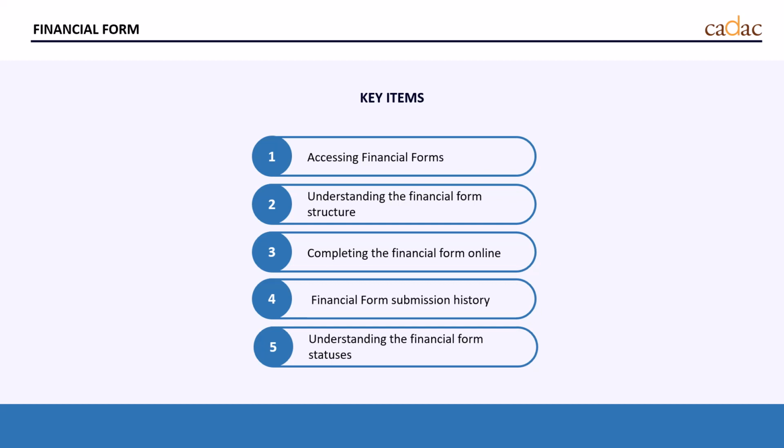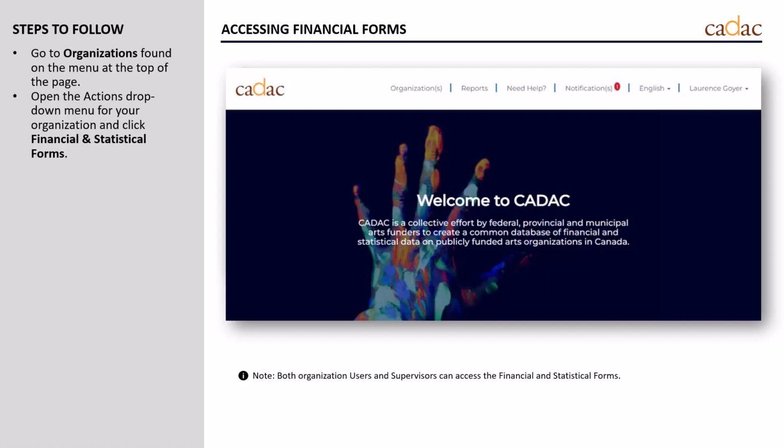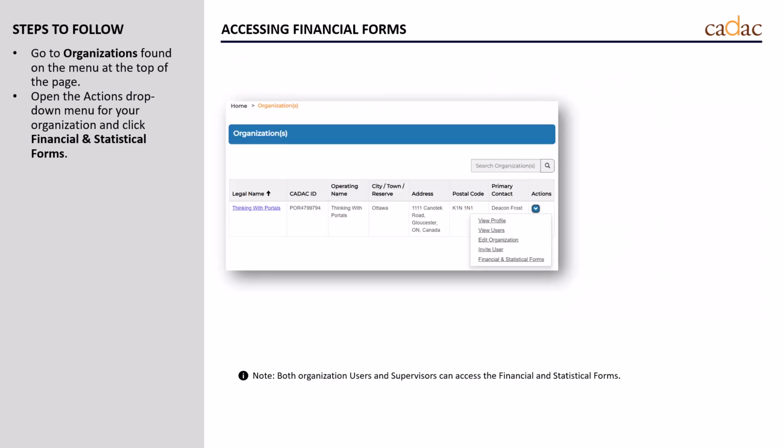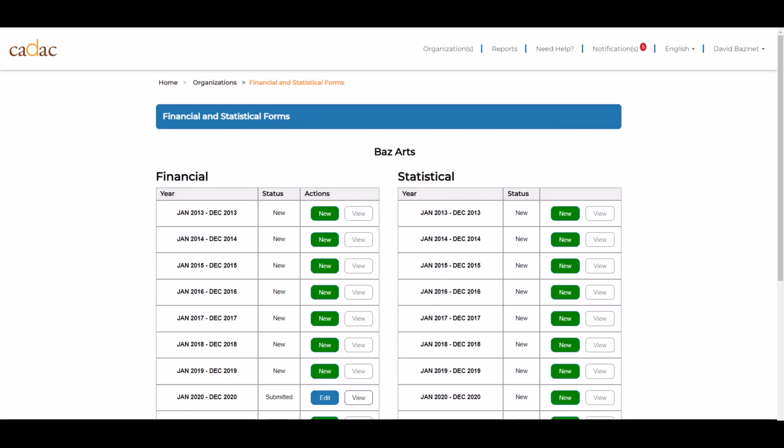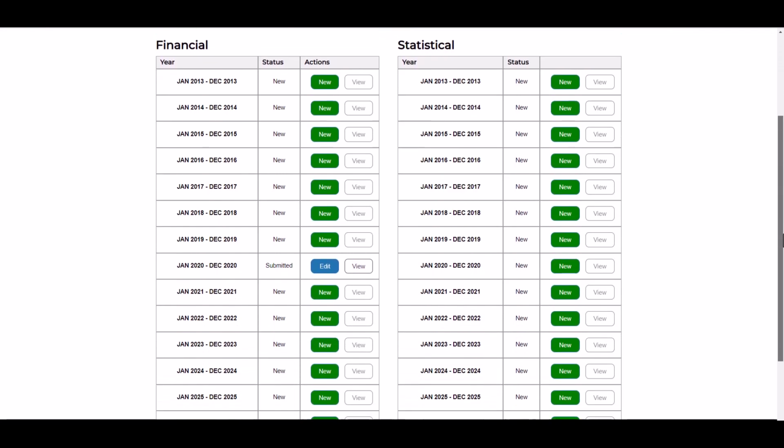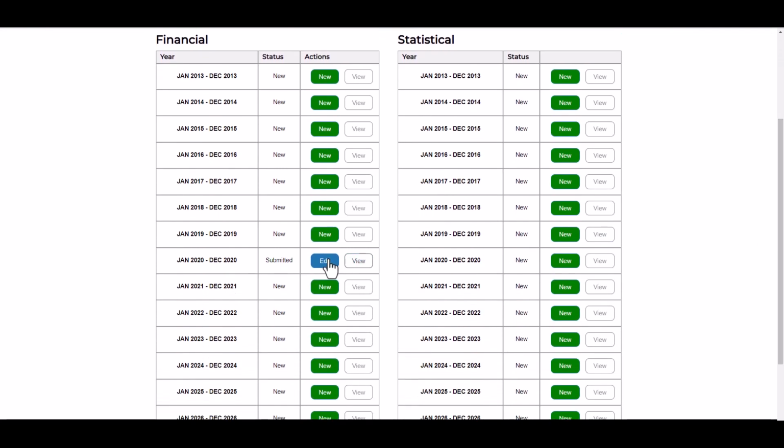Let's start by navigating to the financial forms. To navigate to the financial and statistical forms page, from the home page, click on Organizations in the top menu. On the Organizations page, open the Actions drop-down menu for your organization and click on Financial and Statistical Forms. You will be redirected to the Financial and Statistical Forms page. On this page, you can view or edit existing forms by clicking on the Edit or View buttons. To complete a form for a new fiscal year, click on the New button.